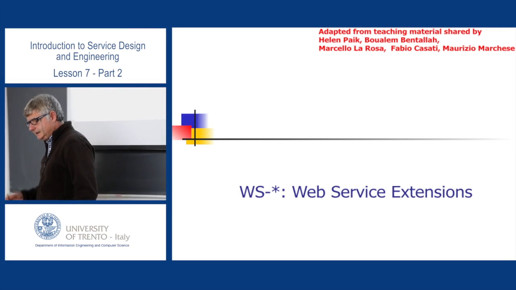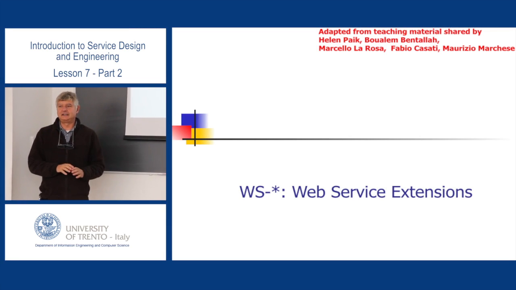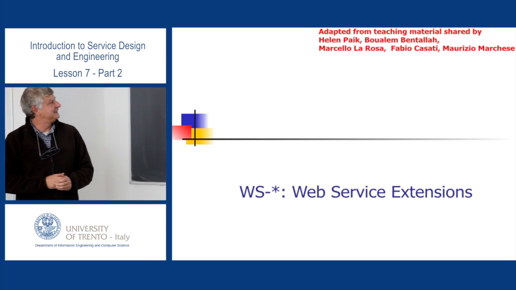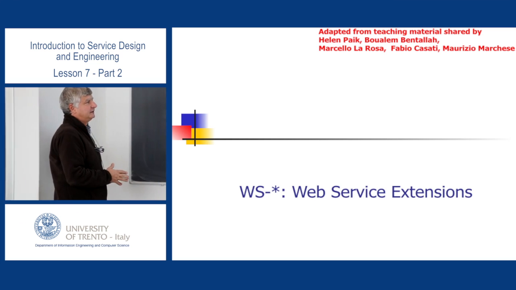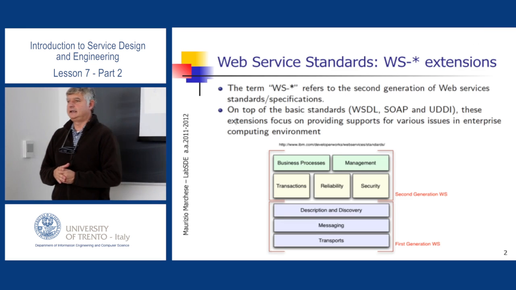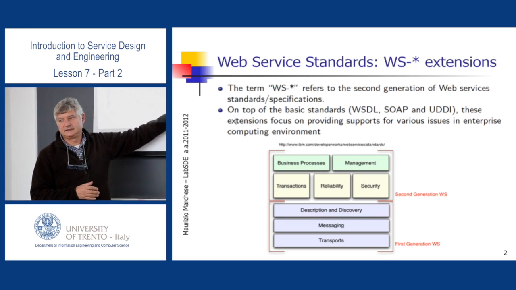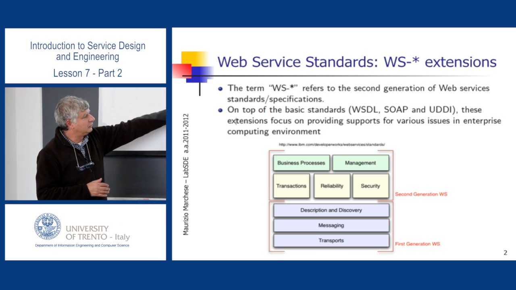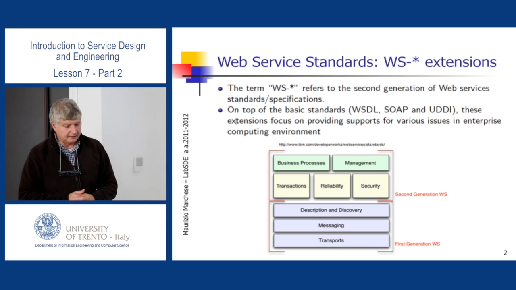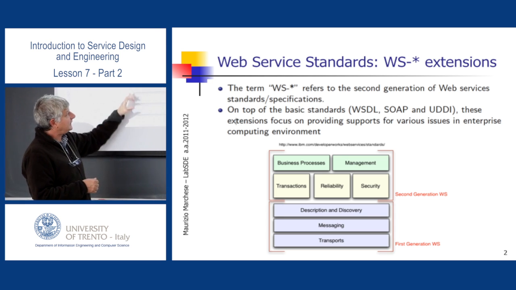So to finish this part of SOAP services, what is left is the so-called WS-star, which is everything else, right? That's easy, which goes under the name of web service extensions. So what we have said is that there is a core part of the service-oriented architecture, which is also called the first generation web services, because it's just the first standards that have come out, and a second generation.